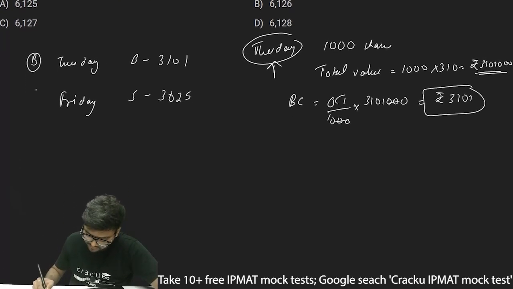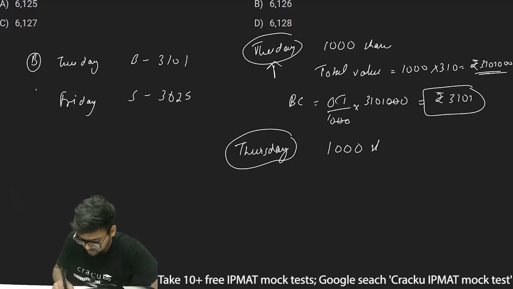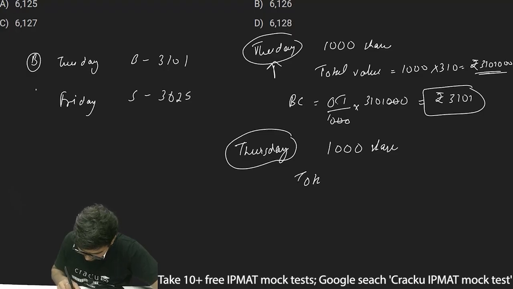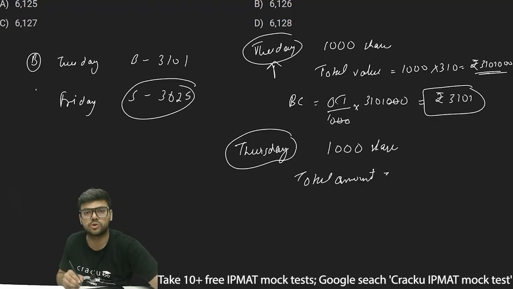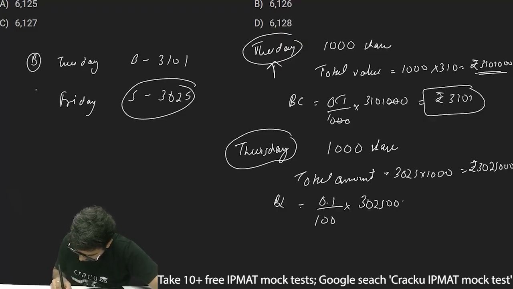Let's check this on Thursday while selling. Again he is selling 1000 shares. The total amount which he'll get will be: selling price is 3025 and he is selling 1000 shares. So 3025 multiplied by 1000 will be equal to rupees 3025,000. Now again brokerage commission will be 0.1%, so 0.1 divided by 100 into 3025,000. Again this value will be rupees 3025.